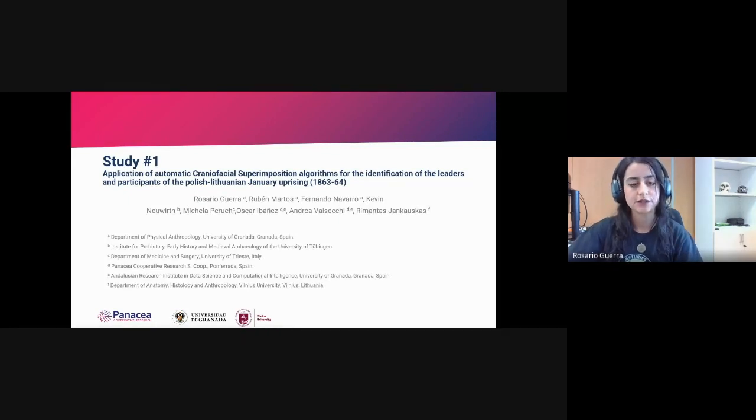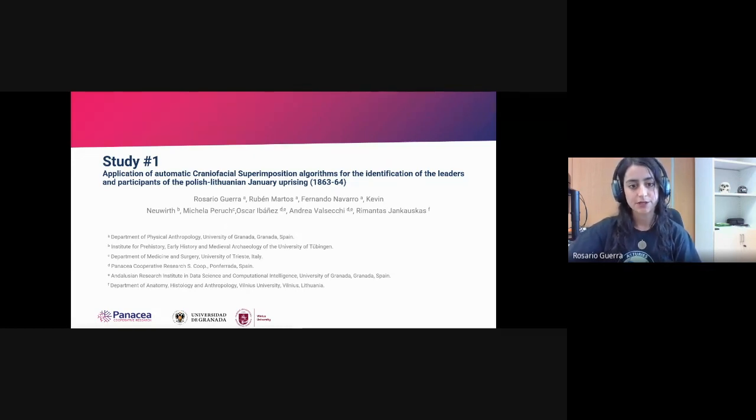Perok from the University of Trieste, medical doctor, Mr. Neuwirth from the University of Tübingen, biologist, and then Dr. Navarro, Dr. Martos, and myself from the University of Granada, all three of us anthropologists. Both of them doctors, me just a postgraduate student at the time I was doing this study.